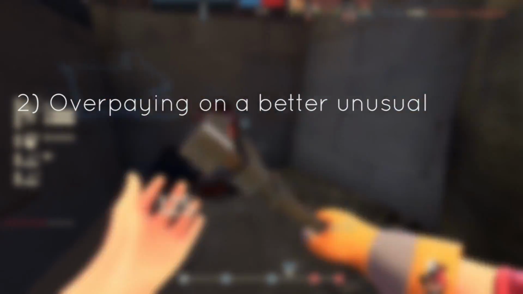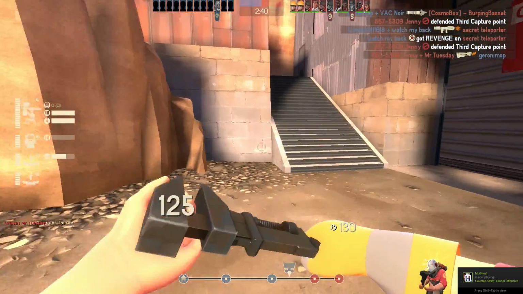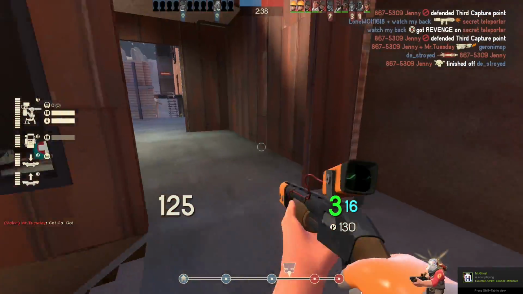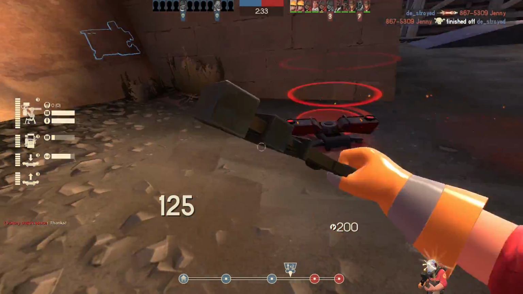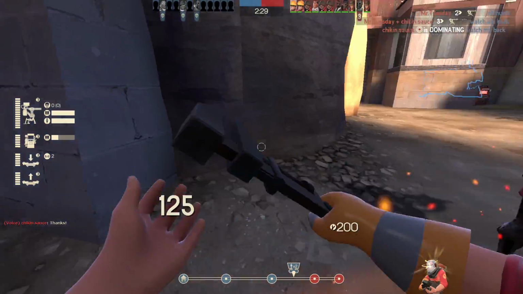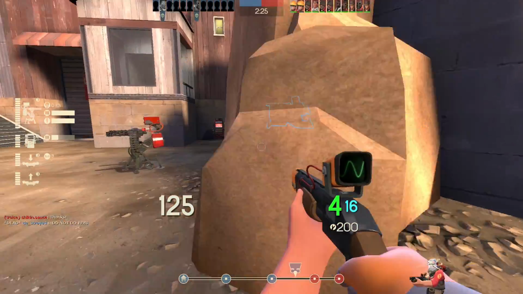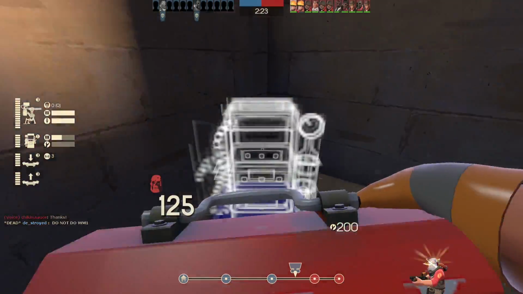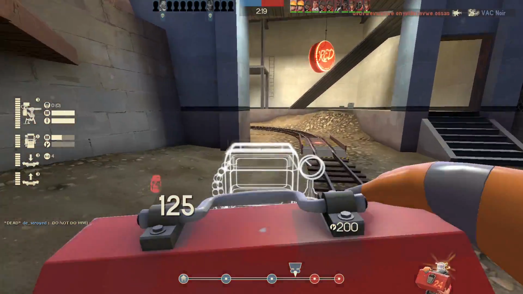Technique number 2, overpaying on a better unusual. To be honest, I feel like too many people just discount this as an instant way to lose profit. However, this can often be further from the truth. As I've talked about in past episodes, a more expensive unusual does not correlate with it being easier to sell, so by appeasing the profit trader inside the other party with a few keys overpay, you can often get a great deal trading for an unusual that is, in a tier sense, a strict upgrade from yours.